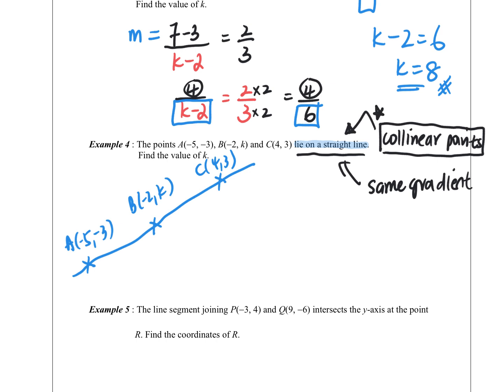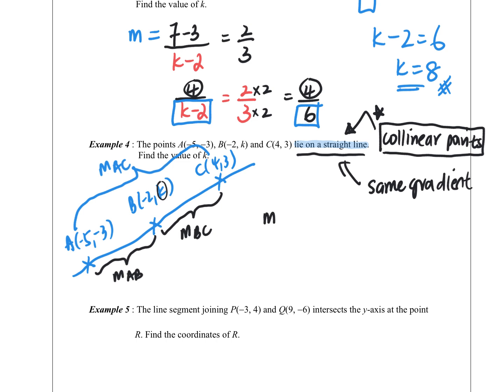Same gradient. So just now Latika was saying maybe we can compare the gradient between AB and the gradient between BC. But you will realize that both will have K in it, right? So is there another gradient that we can compare that doesn't have K in it? AC. So maybe we want to choose AC, compare with either AB or BC, because that way we don't have so many K's to deal with. If not, it will be quite complicated. So let's find gradient AC first.